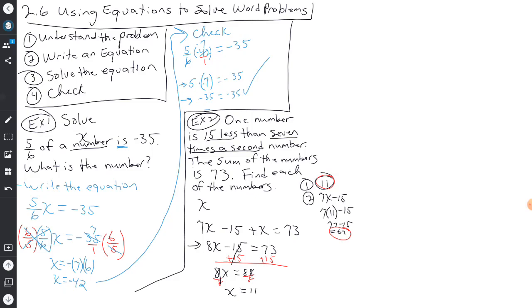So the trick with this problem is that for your final answer, they ask you to find each of the numbers. So that's why we have x is equal to 11. That's one number. And then the other number is this portion of it right here. Or wait a minute, let me put that in. This portion of it right here.